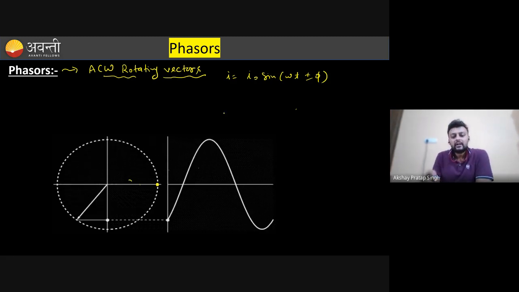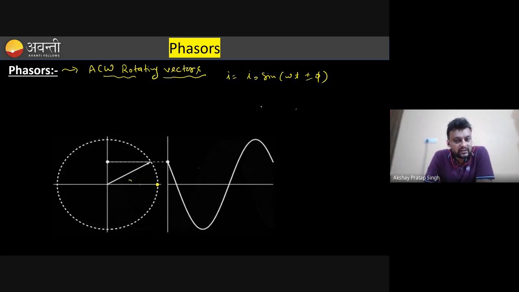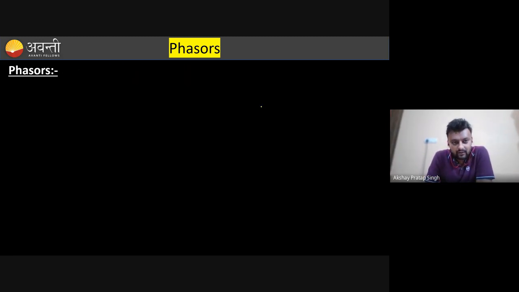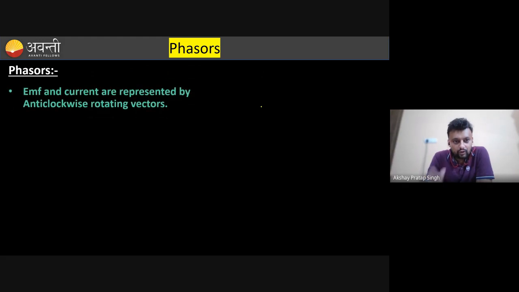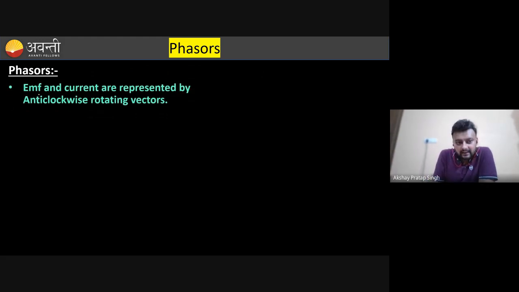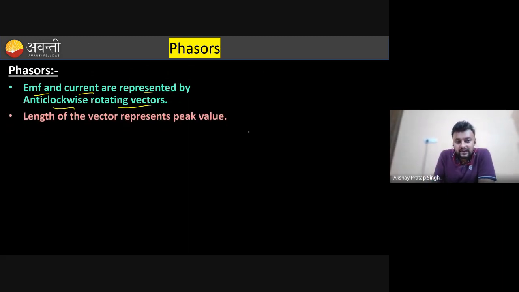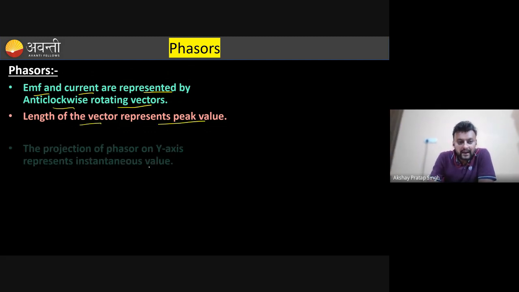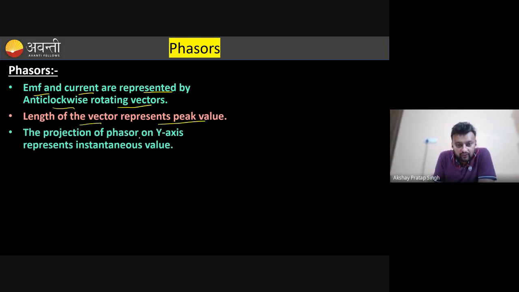Now, what are the punchlines of this phasor? I will tell you how it can be drawn. EMF and current are represented by anti-clockwise rotating vectors. The next important thing: the length of the vector represents the peak value, and the projection on the y-axis represents the instantaneous value. This is going to be a confusing thing for you.